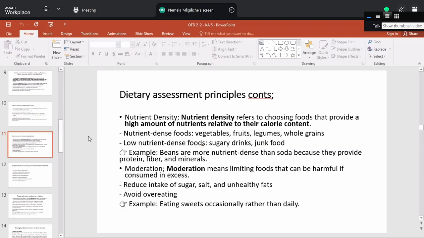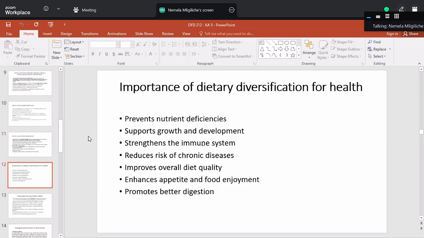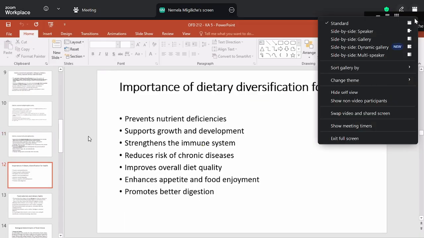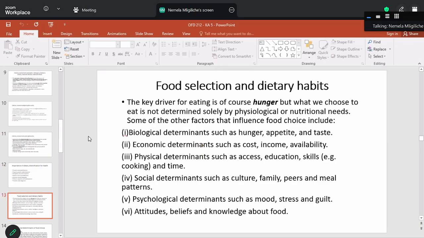As you know, when you eat vegetables as part of your meal, we know the importance of fiber to overall human health and the process of digestion. So it improves digestion. There are so many importances of dietary diversity. You need to be able to explain the importance in detail. So you mention one importance and try to explain it in a detailed way. How does it really have advantages? As your colleague has been explaining, you need to reason out and explain with examples. Okay, now let's proceed to food selection in dietary habits.